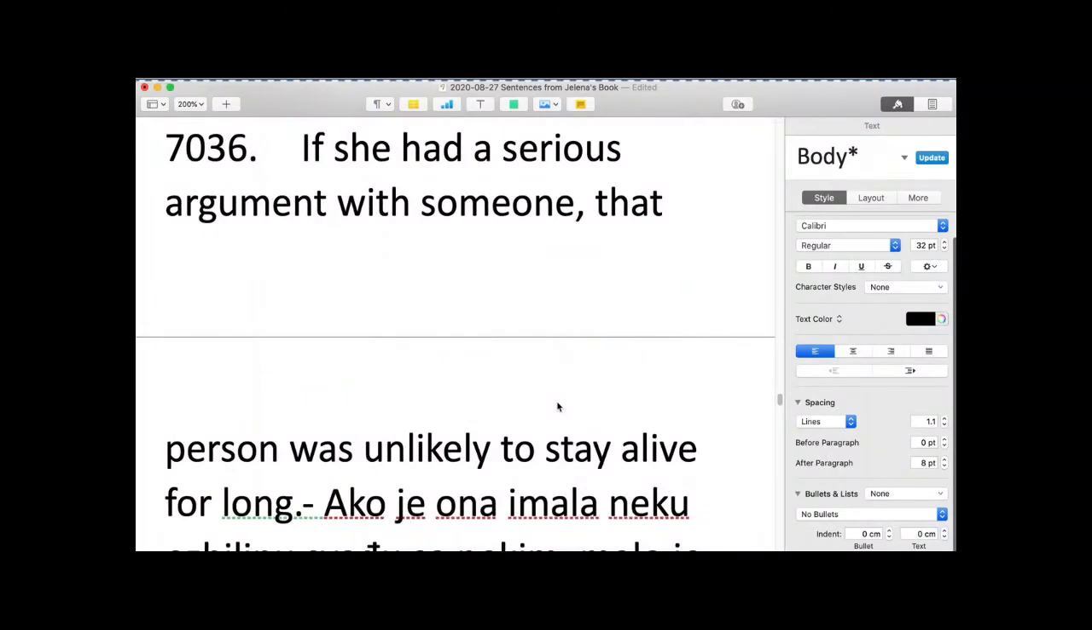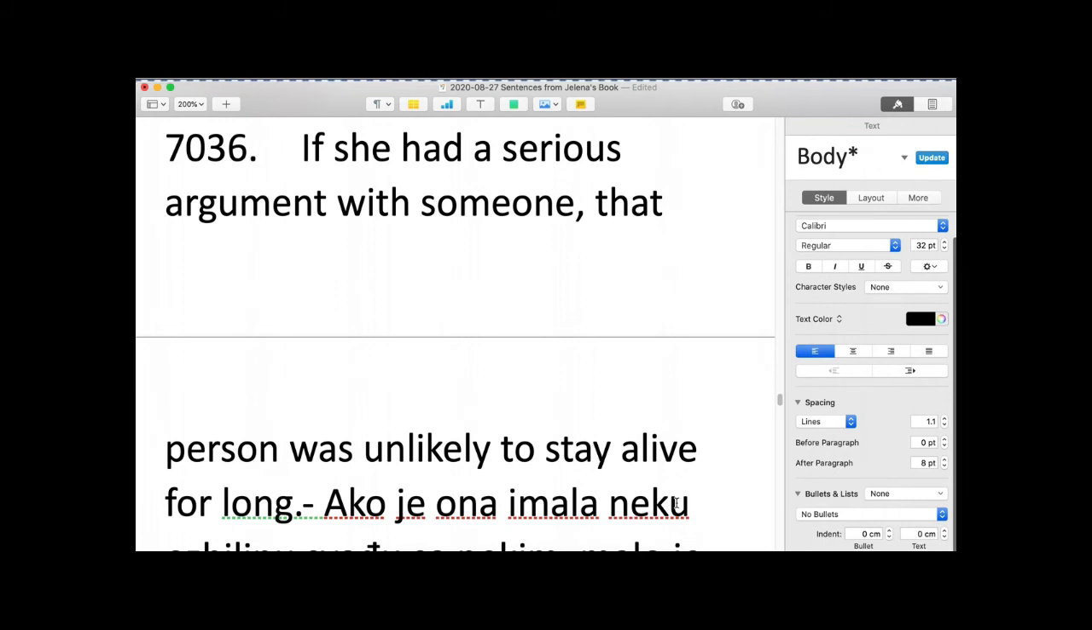If she had a serious argument with someone, that person was unlikely to stay alive for long.